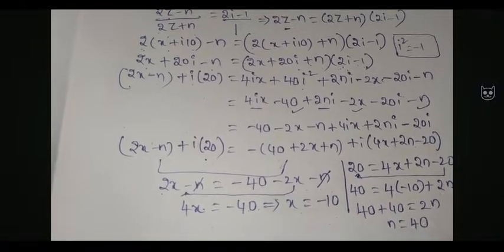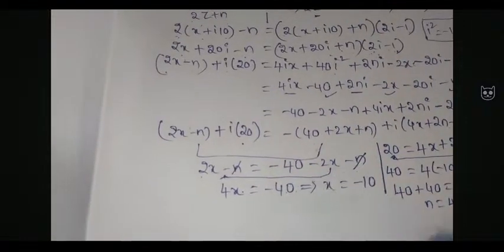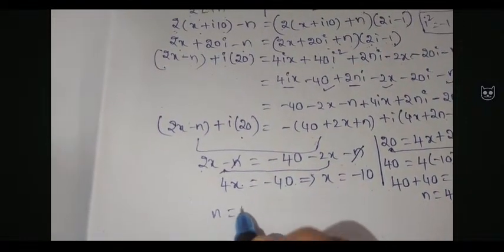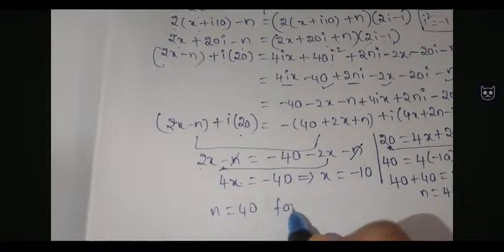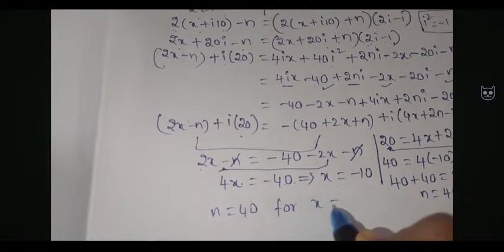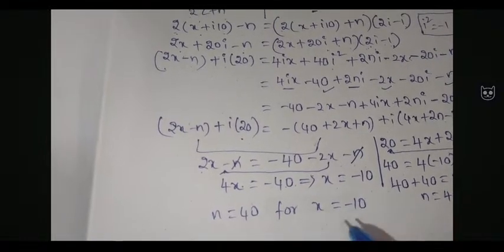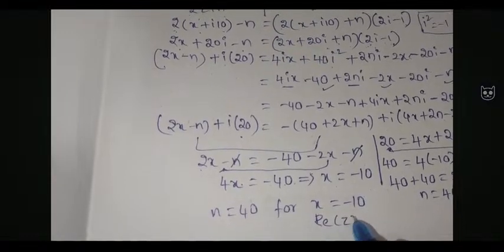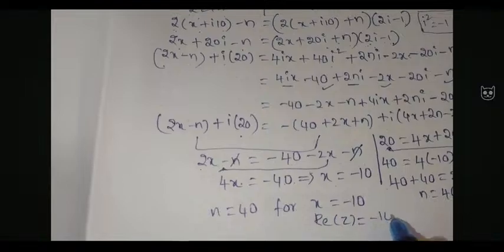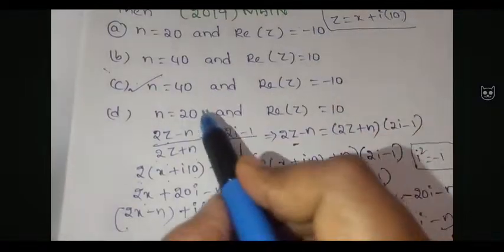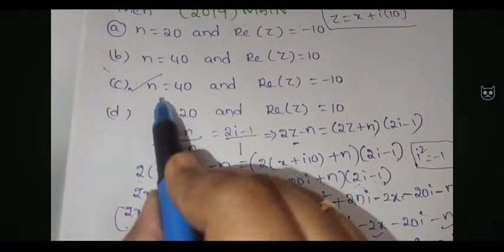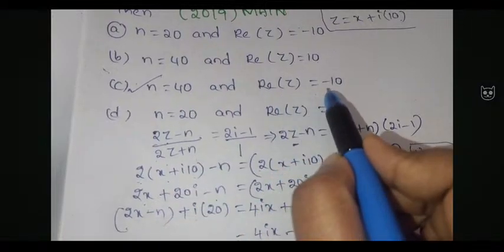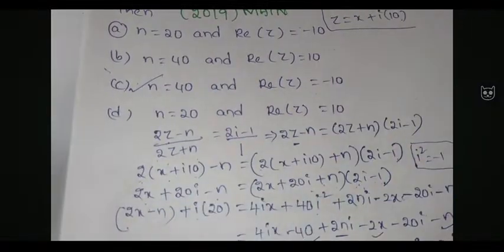So now we check the answer. n is 40 for x equal to minus 10. So x is the real part: real part of z is minus 10. Now check the options. n is 40, real part of z is minus 10. So option C is correct.